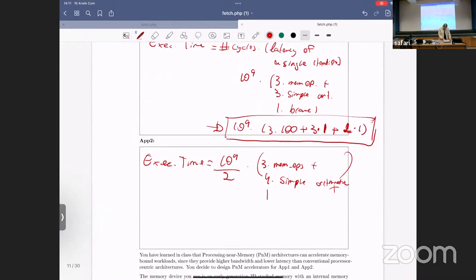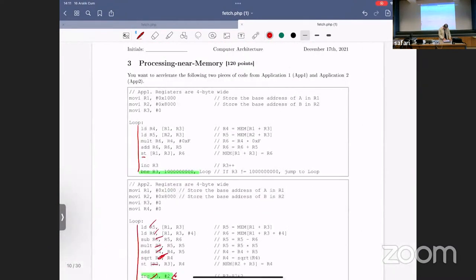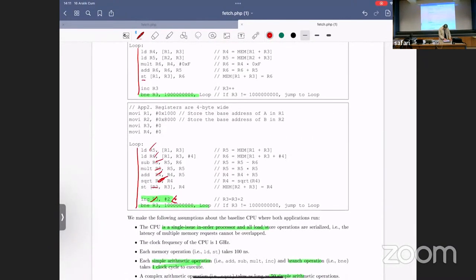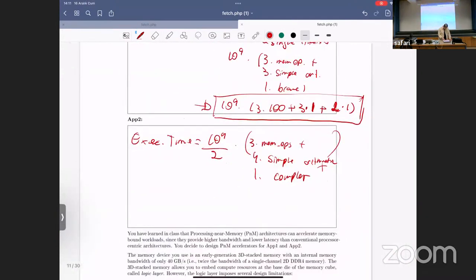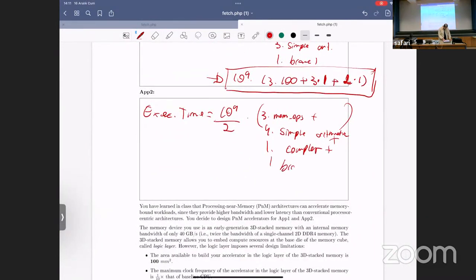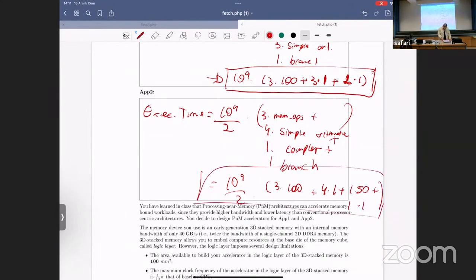So 1 complex, and this one, and the branch. So this is going to be equal to 10 to the 9 over 2 times 3 times 100 plus 4 times 1 plus 1 times 50 plus 1 times 1. So is there any question here?